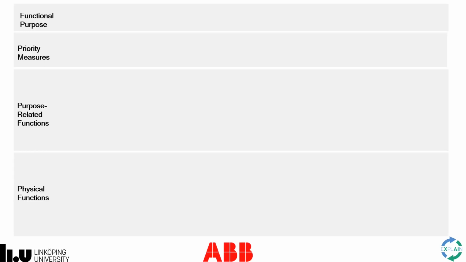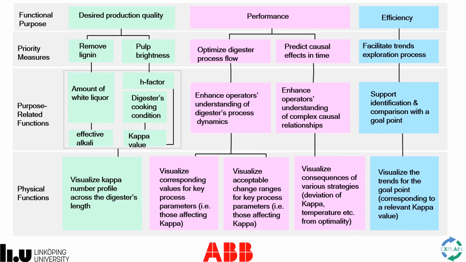The work domain analysis is performed to investigate the task-based needs of an operator. The functional purpose level identifies the goals of the process, which in this case is the delignification process. The priority measures level defines the criteria to measure how well the interface is fulfilling the functional goals. The purpose-related functions are identified from the level above based on the defined priority measures. And finally, the physical functions level identifies the specific functionalities that the interface must have so that each purpose-related function is supported.